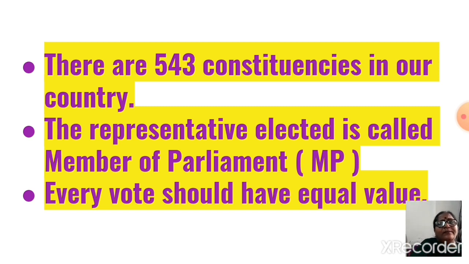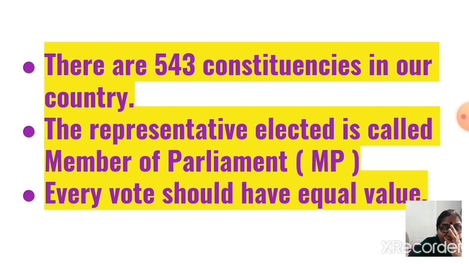We have already studied that every vote should have equal value, right? This is one of the features of democracy. And that is the reason our constitution requires that each of these constituencies should have equal population within them. In one area, if the population is 10,000, then for that 10,000 one representative is elected. But in a populated area, if the population is 10 lakh, then for those 10 lakh people also one representative, so that is unequal.